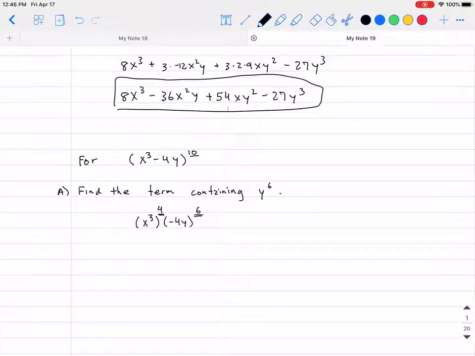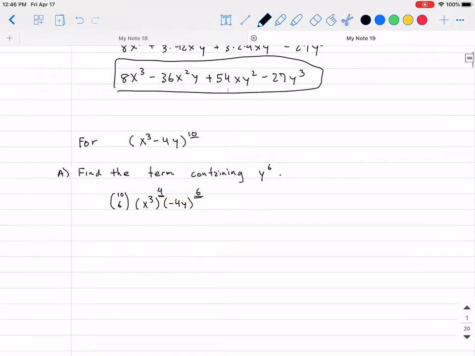And once you get the 4 and the 6, then the rest is actually pretty easy, because this part right here is going to be 10 choose 4 or 10 choose 6. Okay, and then now we just go ahead and write out the rest, and that's going to be our answer. So first piece, let's see, 10 choose 6, that's going to be 10 factorial over 6 factorial 4 factorial.